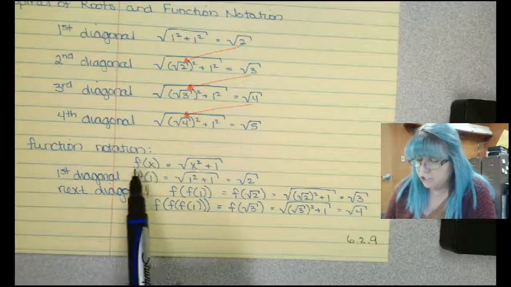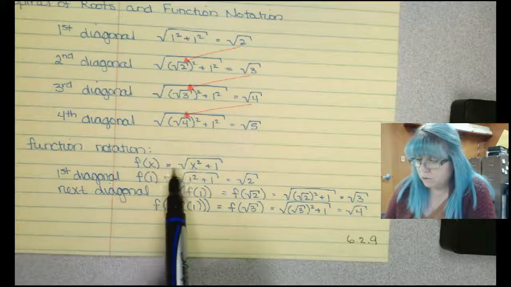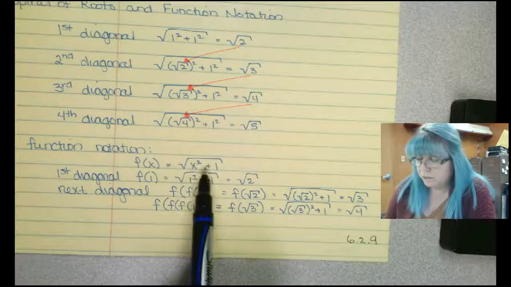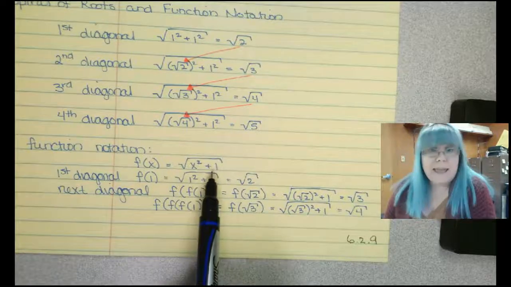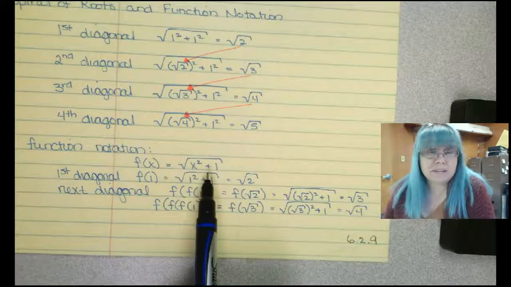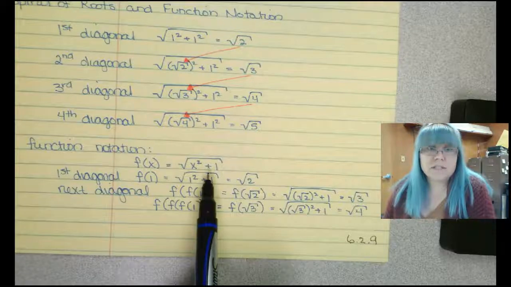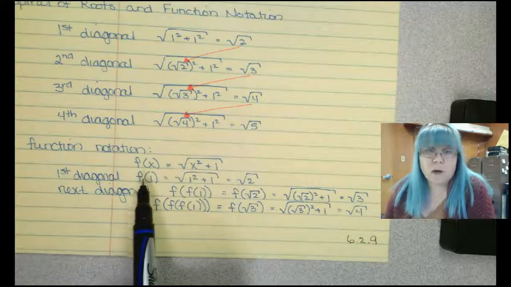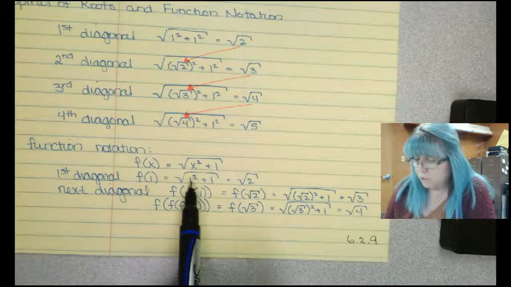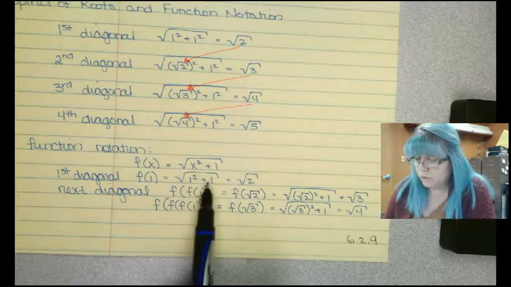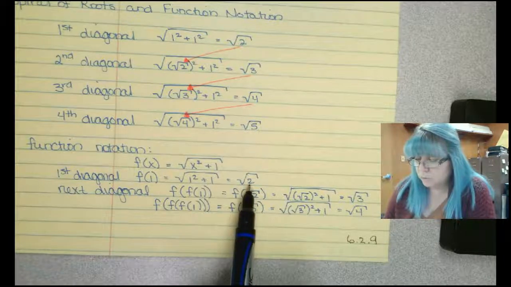Our function notation is f of x equals the square root of x squared plus 1. We are given the first diagonal, f of 1. We plug in 1, we get the square root of 1 squared plus 1, that equals the square root of 2.